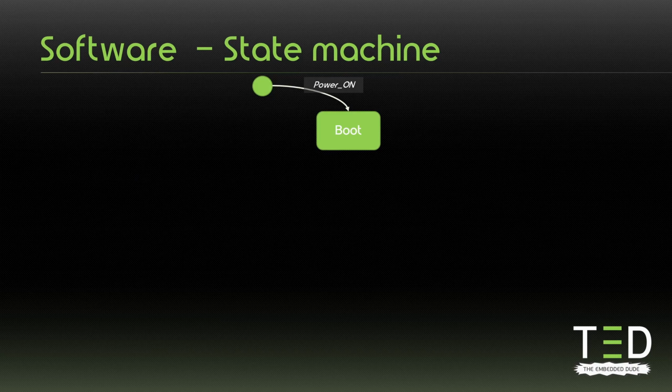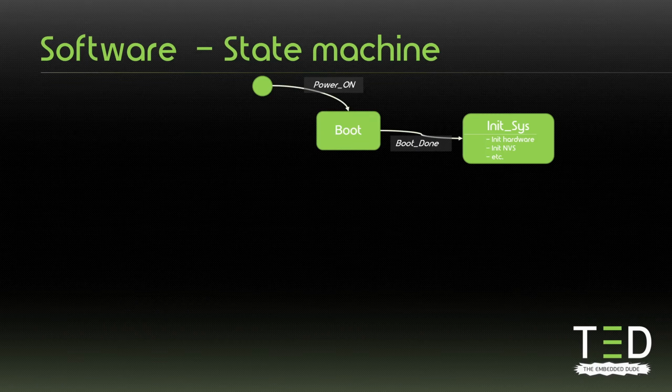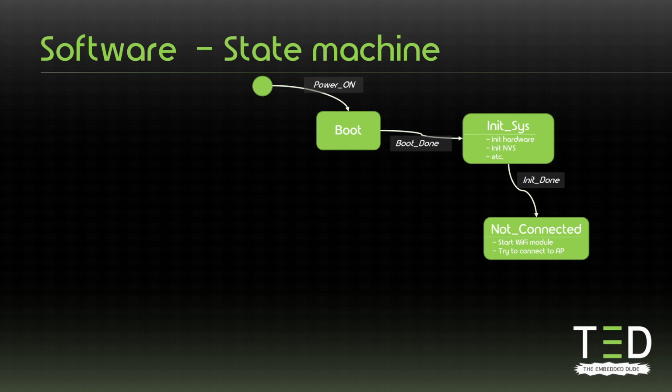To complete the software design part, let me walk you through the state machine I have chosen for this example. Everything starts with the boot of the system. The bootloader loads the application. Once the boot process is done, we initialize the system. That's drivers like I2C, non-volatile storage, and so on.